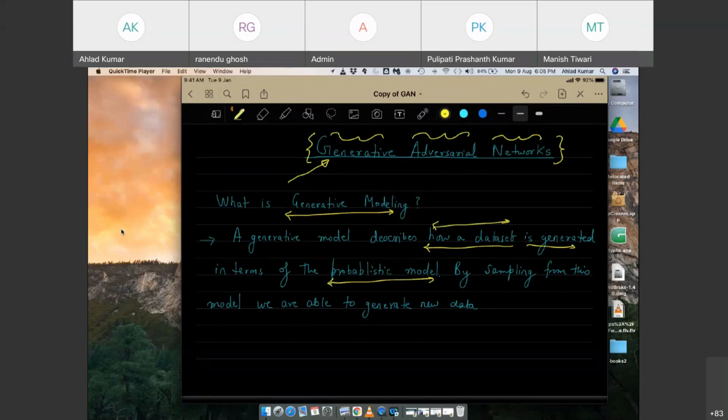Once we have this probabilistic model, by sampling from that model, we will be able to generate the new data set. So generative modeling is more about coming up with the probability distribution so that once we have it, we can sample from it and a new sample can come. We will discuss more about this in the coming slides, but this is the general overview of what generative modeling is all about.